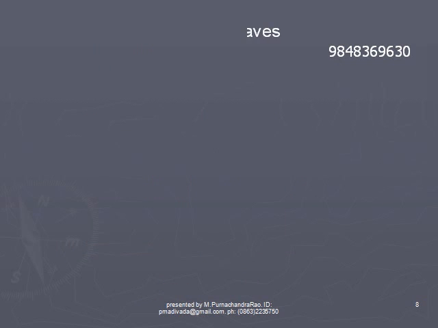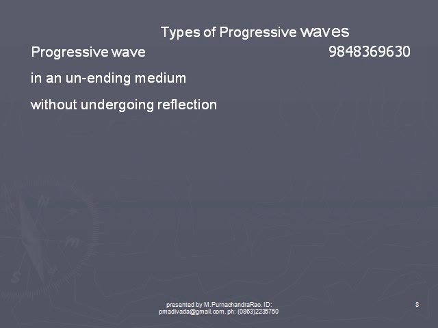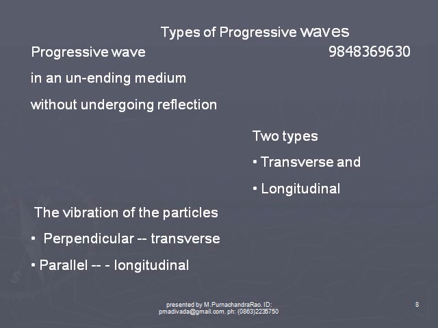What is a progressive wave? What are the types of progressive waves? A progressive wave is a wave which travels in an unending medium without being reflected back. A wave that passes on without coming back, without being reflected, is known as a progressive wave. These progressive waves are classified into two categories, transverse wave and longitudinal wave.